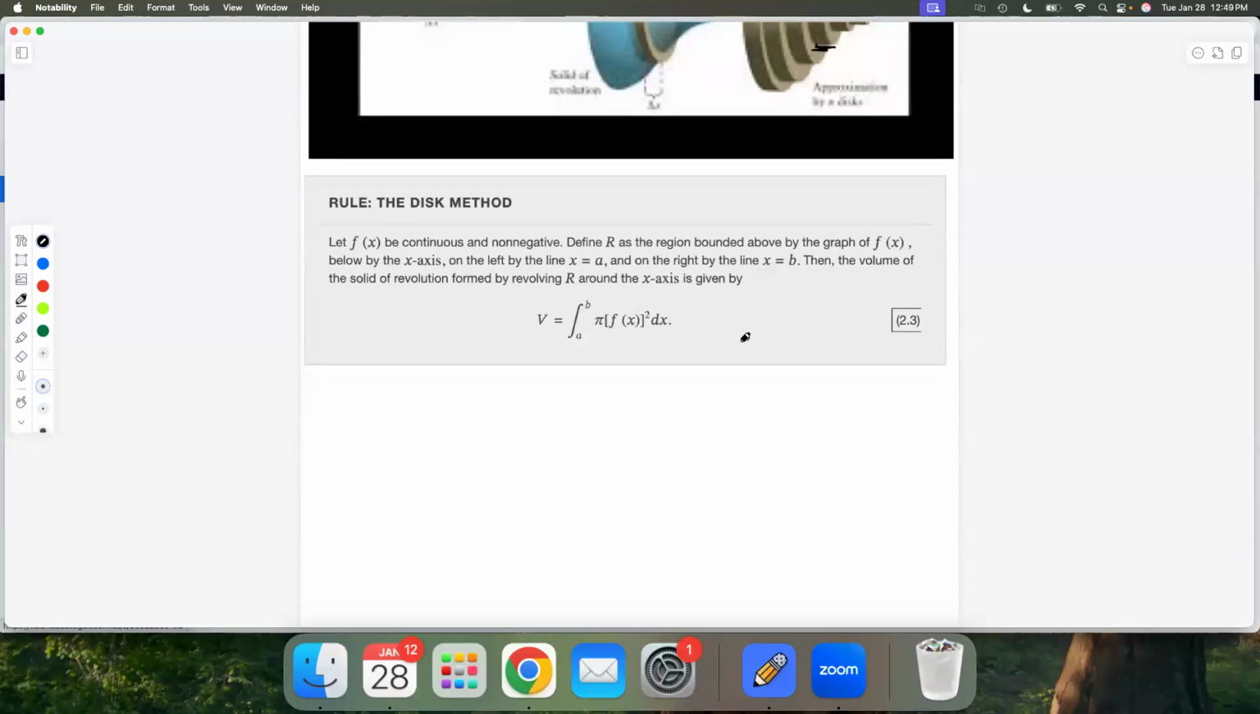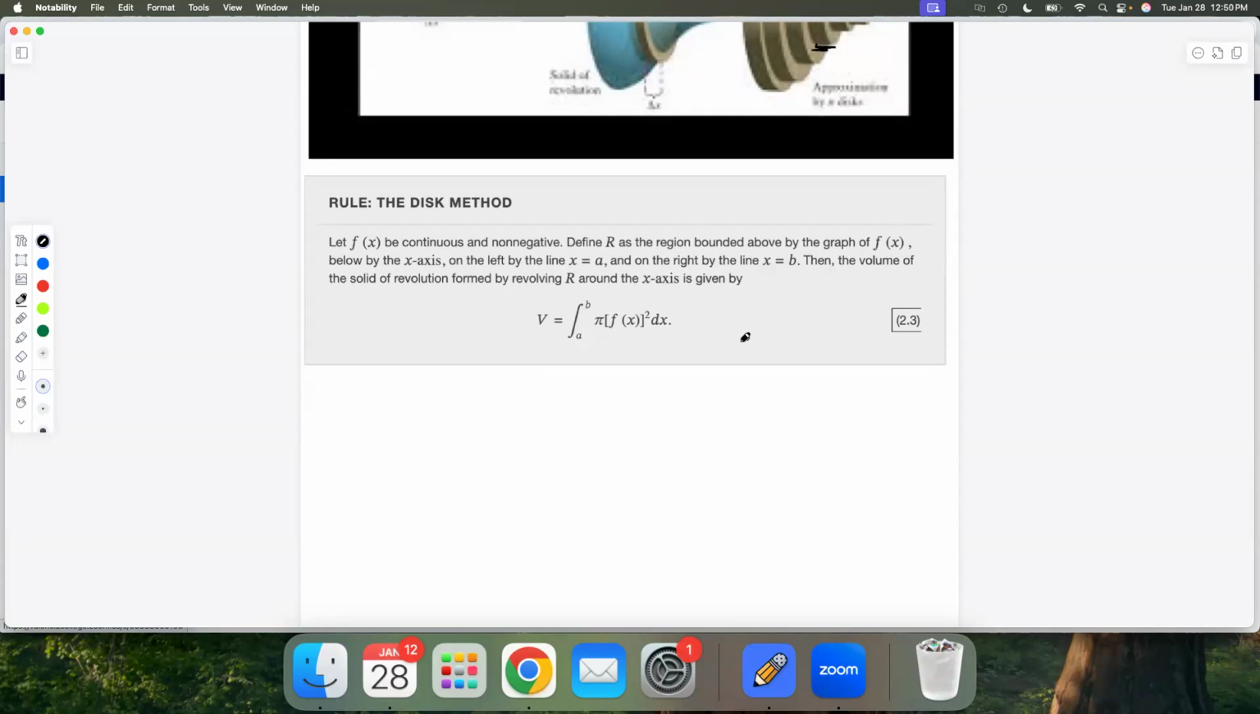The disk method formula, you're going to learn a bunch of different formulas. You're going to learn the disk formula, the washer formula, the shell method formula. Those are all when you go around the x-axis, and then you're going to learn 3 new formulas when we rotate around the y-axis. Then you're going to learn more formulas when we rotate around a random axis.